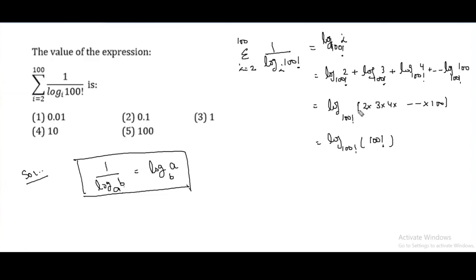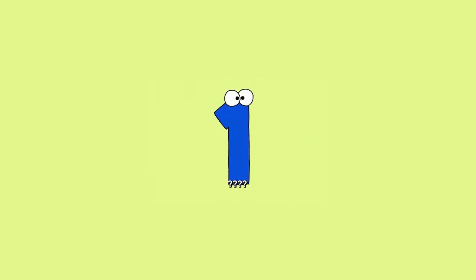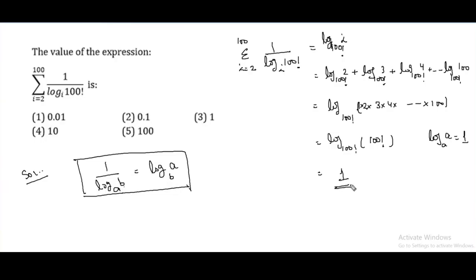So it is the same as 1 into 100 product. So 1 into 100 is 100 factorial and the base is also 100 factorial, and we know that log a base a is 1. So log 100 factorial base 100 factorial is nothing, it is 1. So the correct answer is option 3.